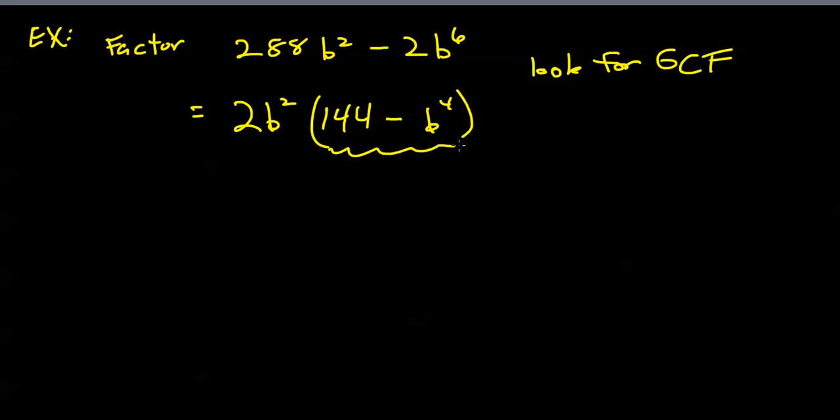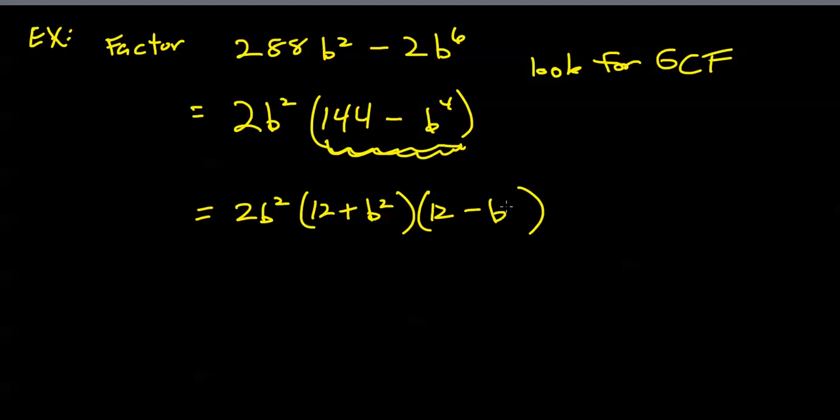And of course, I recognize 144 is the square of 12, and b to the fourth is the square of b squared. Don't forget to include all your previously factored elements into your final answer. So I must carry the 2b squared down to my final answer. So 144 minus b to the fourth factors as 12 plus b squared times 12 minus b squared. And I claim that's a final answer.